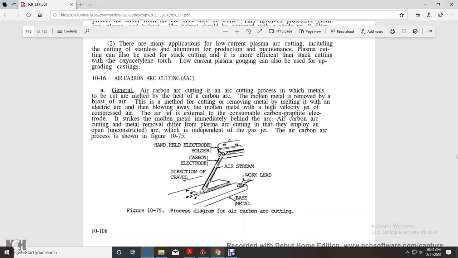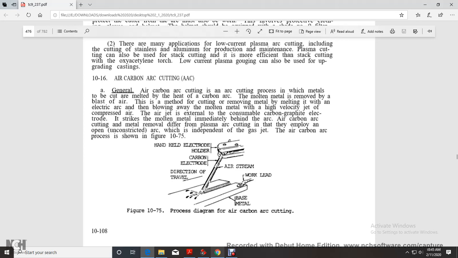Air carbon arc cutting. Air carbon arc cutting is a cutting process in which metal is melted with the heat of a carbon arc. The molten metal is removed by a blast of air. The method removes metal by melting it with an electric arc and blowing away the molten metal with a high velocity jet of compressed air.